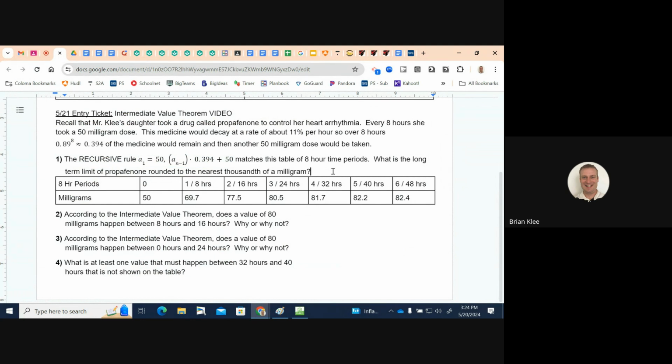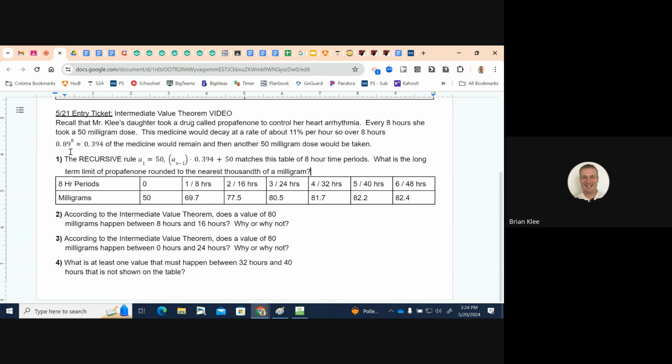Okay, so this entry ticket is going to continue discussing concepts of limits. We're going to review arithmetic functions, and we're going to talk about the intermediate value theorem. The problem here, recall that Mr. Klee's daughter took a drug called propafenone to control her heart arrhythmia. Every 8 hours, she took a 50 milligram dose. The medicine would decay at a rate of about 11% per hour.